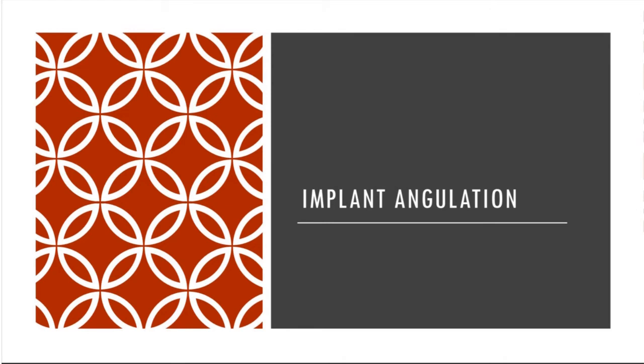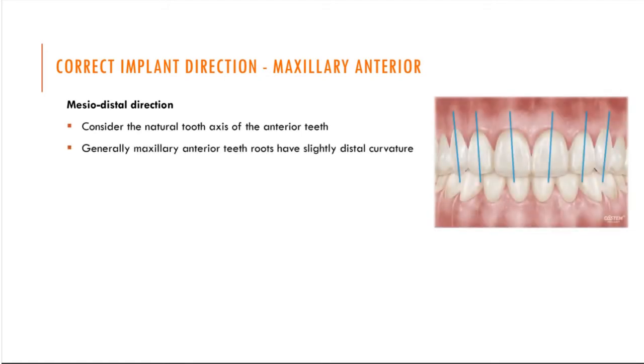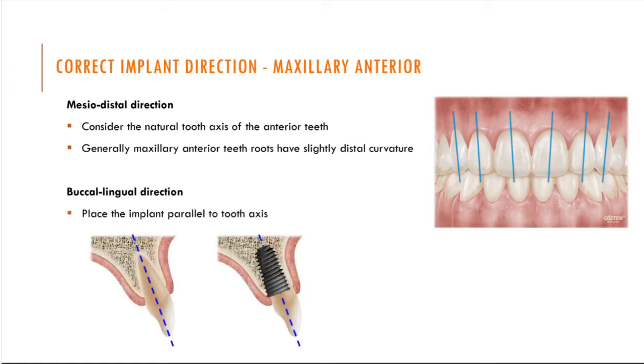Next, let's talk about implant angulations. For the correct implant direction for the maxillary anterior, in the mesiodistal direction, we have to consider the natural tooth axis of the anterior teeth. Generally, maxillary anterior teeth roots have a slightly distal curvature. And in the buccolingual direction, we should place the implant parallel to the tooth axis.